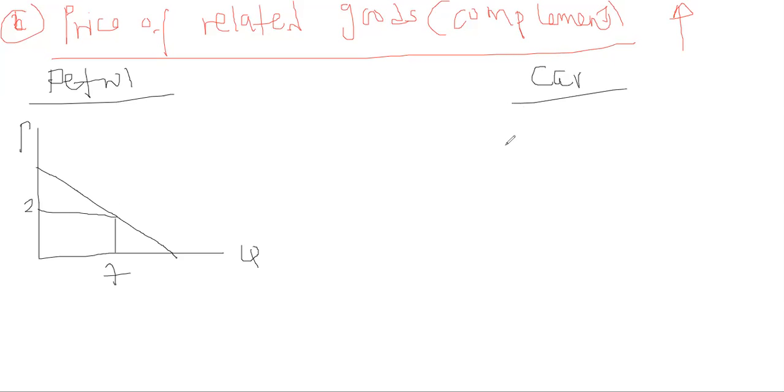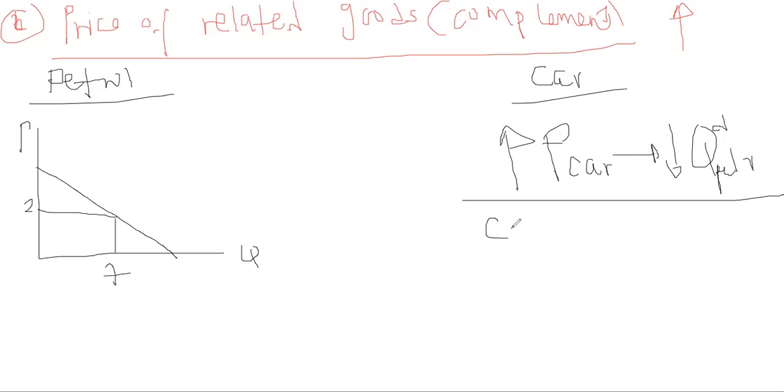Let's say that for some reason, we have car here, and the price of cars increases. So when the price of cars increases, people will not buy a car and the demand for petrol will go down. You understand? So an increase in the price of car will lead to a decrease in the quantity demanded of petrol. So when the increase in the price of one good leads to a decrease in quantity demanded of another good, we call them complement goods. Complements. They help each other.